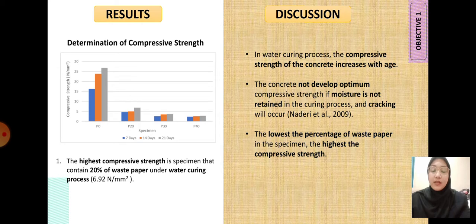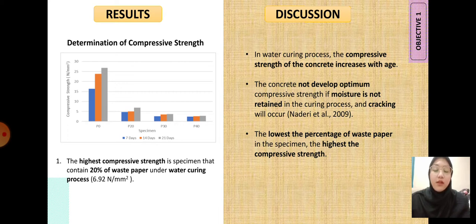Third, this is the figure that shows the compressive strength. As we can see, the highest compressive strength is the specimen that contains 20% of waste paper under the water curing process. In the water curing process, the compressive strength of concrete increases with age.